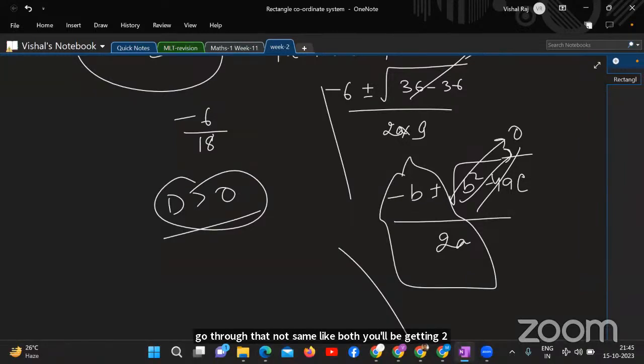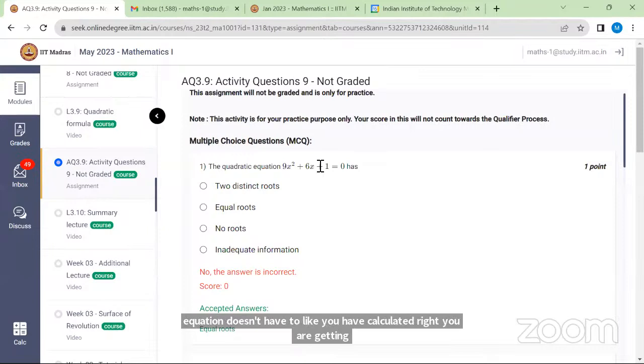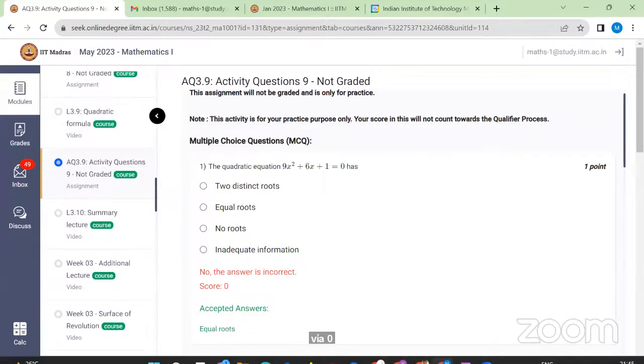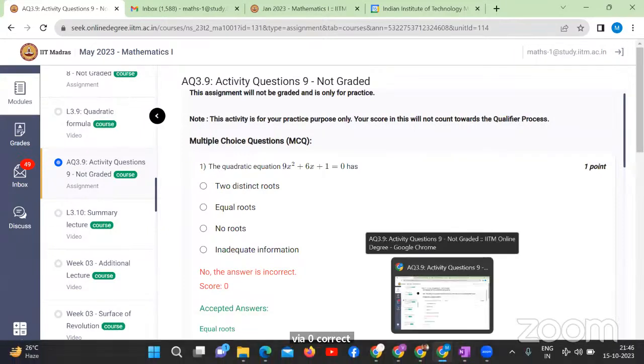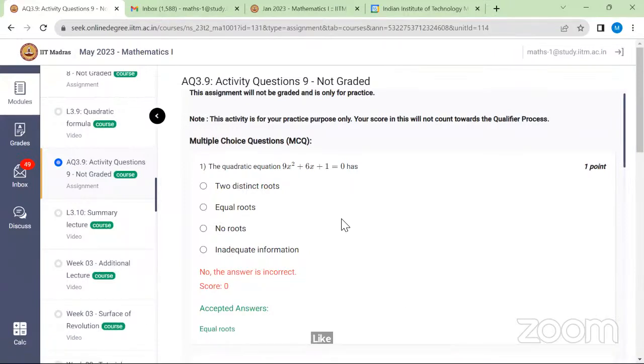But here it is asking, this equation, like you have calculated, right? You are getting D as 0, correct? If you are getting D as 0, that means you'll be getting only one root that is repeated. Because it's a quadratic equation, you'll be having a repeated root at the same point. Okay. Understood. Got it, right? Yes.